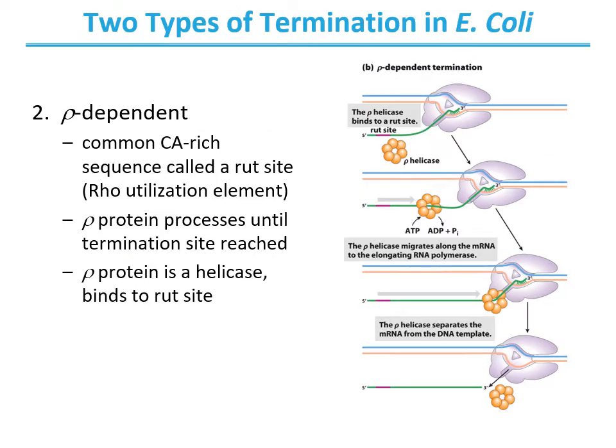Rho-dependent termination of transcription. The presence of a rut site, a common C-rich sequence, in the transcript recruits the Rho helicase. The Rho helicase binds to the site and migrates along the messenger RNA in the 5' to 3' direction and forces the messenger RNA to separate from the RNA polymerase.